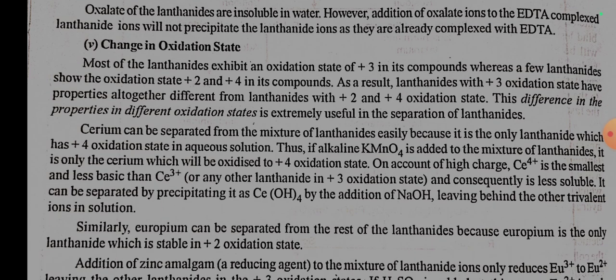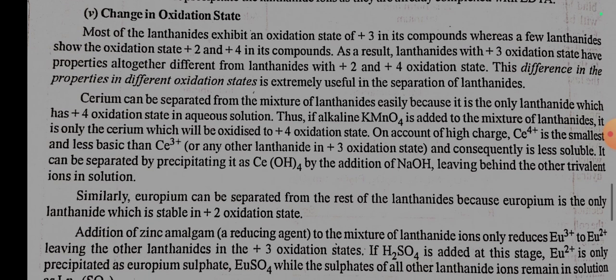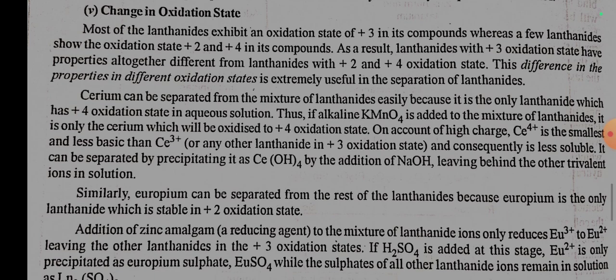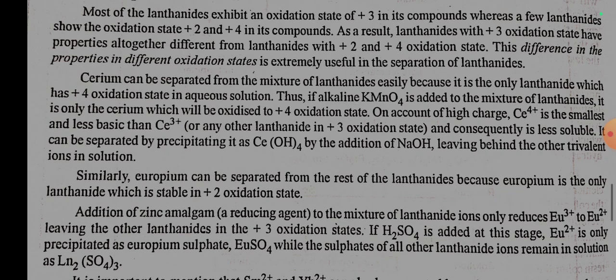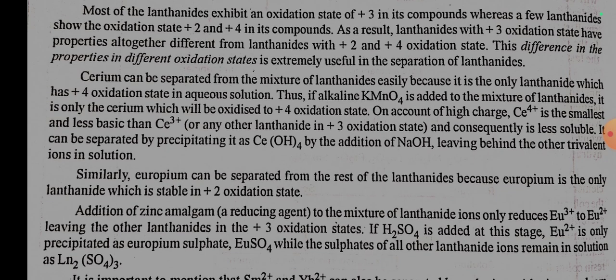Number 5, change in oxidation state. Most lanthanides exhibit an oxidation state of +3 in their compounds, whereas a few lanthanides show the oxidation states +2 and +4 in their compounds. As a result, the lanthanides with +3 oxidation state have properties altogether different from lanthanides with +2 and +4 oxidation states. This difference in the properties in different oxidation states is extremely useful in the separation of lanthanides.